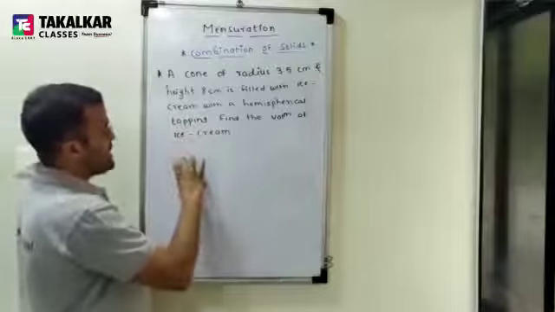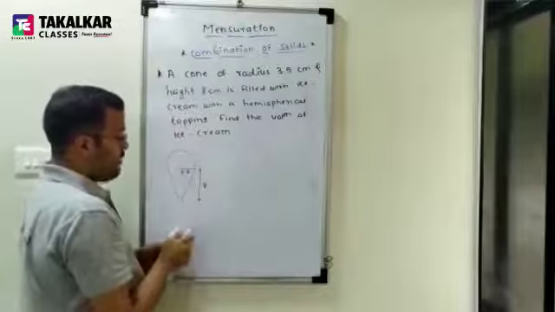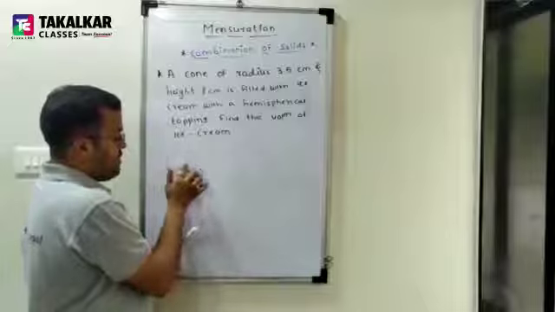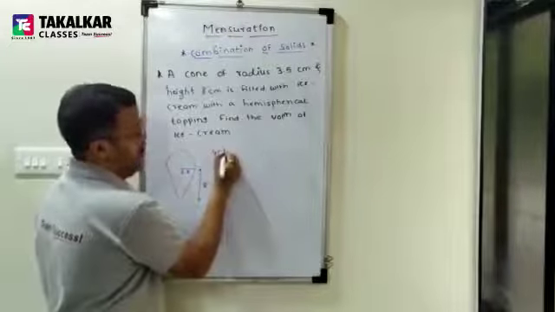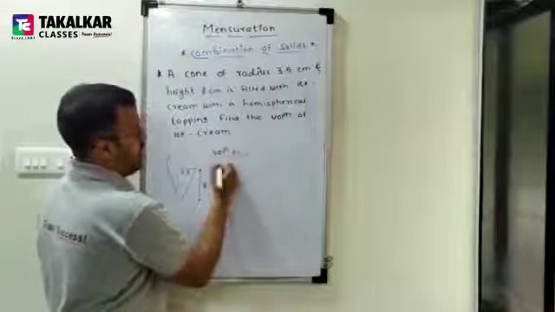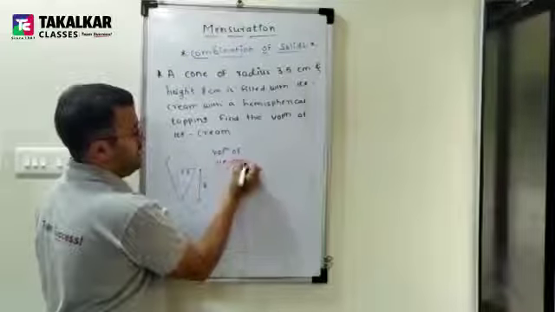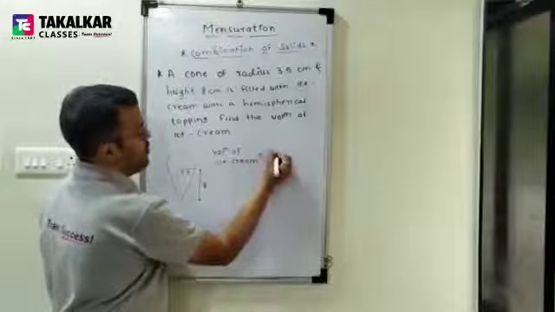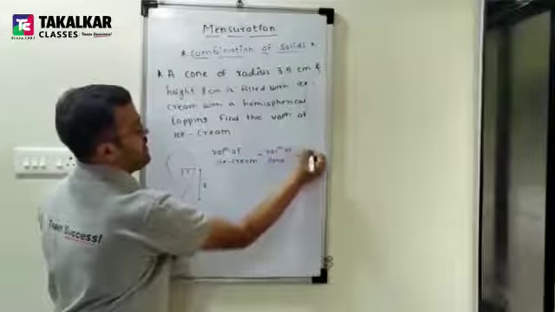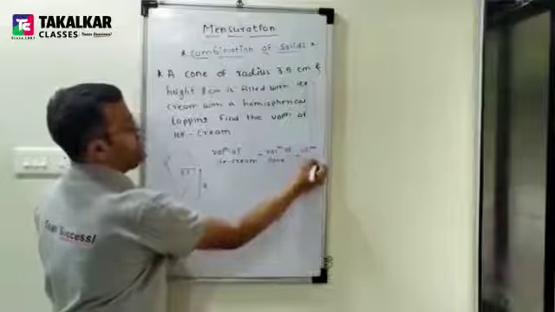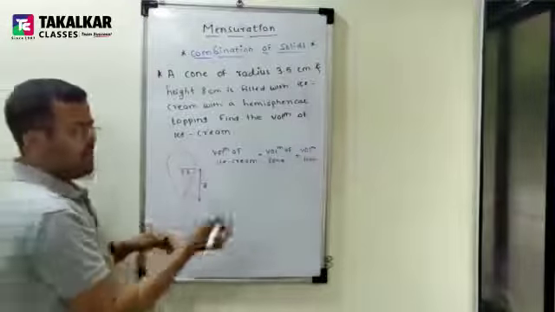If I want to find the volume of the whole thing, I'll divide my figure in 2 parts. This is hemisphere first, cone is second. So volume of ice cream is equal to volume of what? Cone plus volume of hemisphere. You have to add both volumes.